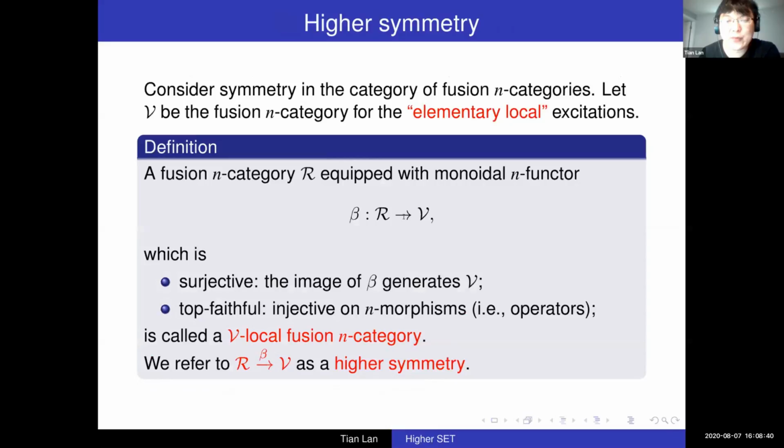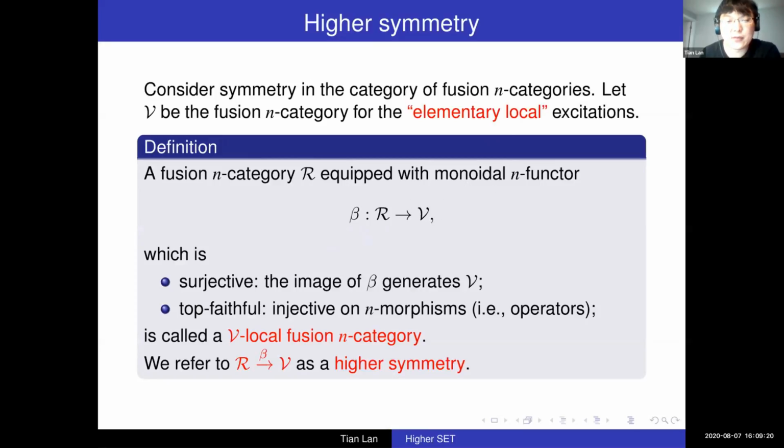So then we arrived at this definition of higher symmetry. We need to pick some V, where V is a fusion category, and it is physically the so-called elementary excitations. For example, it can be bosons or fermions, but I will explain this in more detail later. So our definition for a higher symmetry is basically a fusion n-category, denoted R, together with a monoidal functor from beta to the V of your choice.